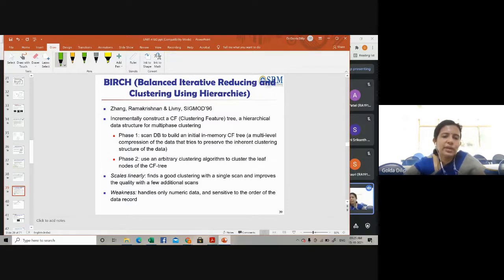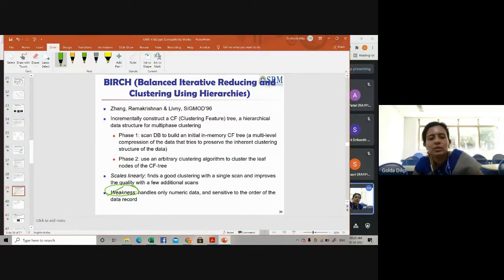Before we start with phase 1 and phase 2, note the weakness associated with the Birch algorithm. It handles only numeric data and is sensitive to the order of the data records. It means it can handle only metric attributes, the attributes which can be represented in Euclidean space, because it will not be able to take care of categorical attributes. It should be numeric data or metric attributes. That's one weakness associated with Birch.